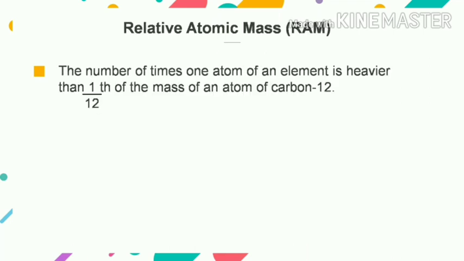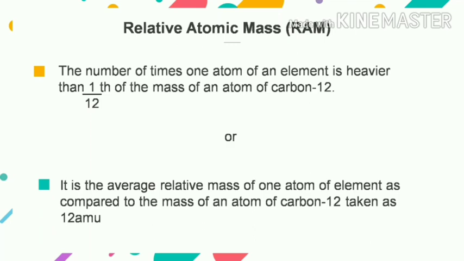Relative atomic mass or atomic mass of an element is defined as the number of times one atom of an element is heavier than 1/12 of the mass of an atom of carbon-12. Or it is also defined as the average relative mass of one atom of the element as compared to the mass of an atom of carbon-12 taken as 12 atomic mass unit.